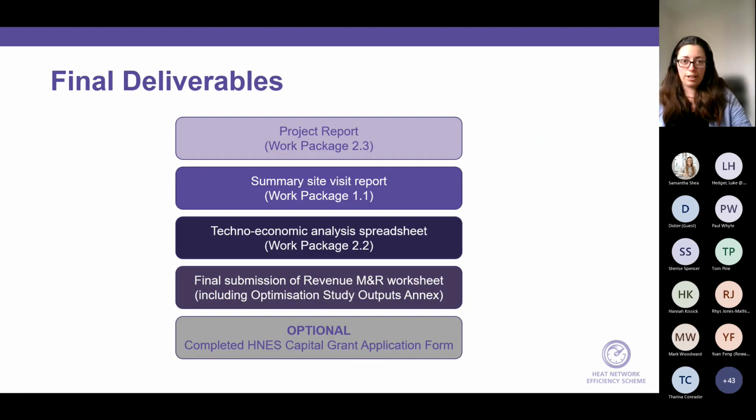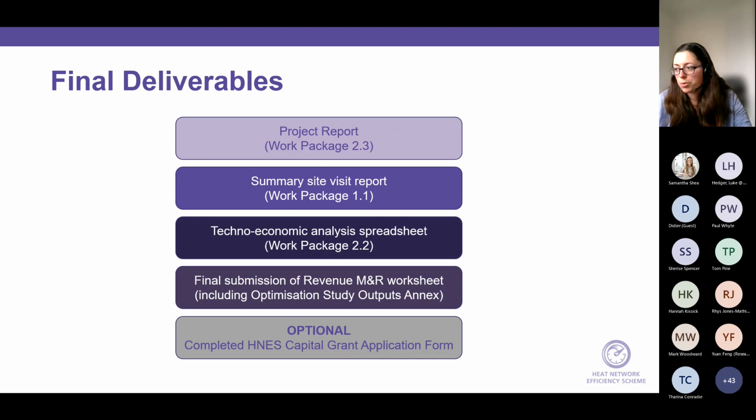So in terms of from a revenue perspective, we're looking at least 4 deliverables, potentially 5. So the first one is the overall project report, which relates to work package 2.3. We've got the summary site visit report from work package 1.1. We've got the techno-economic analysis spreadsheet from work package 2.2. And we've got this final worksheet from the M&R revenue return.